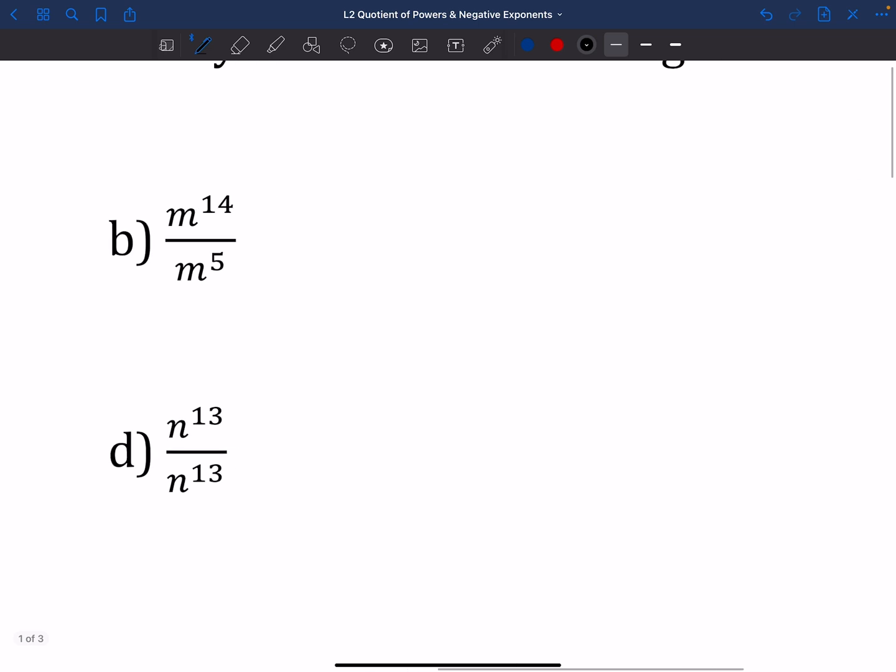Let's swing over to here. That's going to help us out with B, because I don't really want to write the letter m 19 times. 14 on the top and 5 on the bottom. But if I think about it as what's 14 minus 5, that's going to leave me with 9 m's. So m to the 9th. For D, it's a little bit trickier. We have 13 on the top and 13 on the bottom. They're all going to cancel out. So I can think about that as having n to the 0, 13 minus 13.